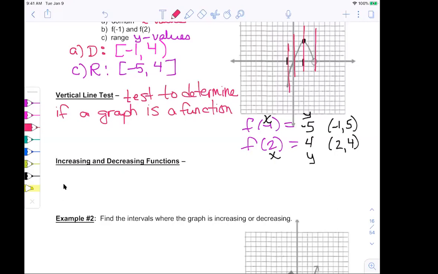So if I draw vertical lines, we want to make sure that each vertical line only passes through your graph once for it to be a function.